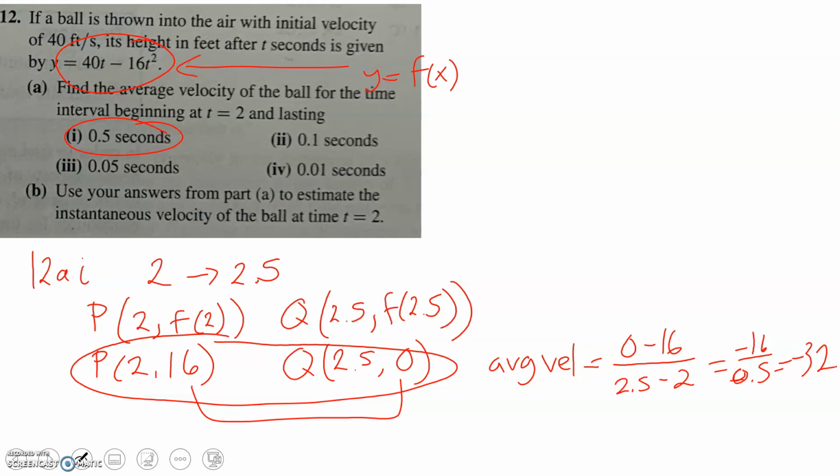And we essentially repeat the same process for 0.1 seconds, so that'll be 2 to 2.1, and then for 0.05 seconds, that is 2 to 2.05, and so on.